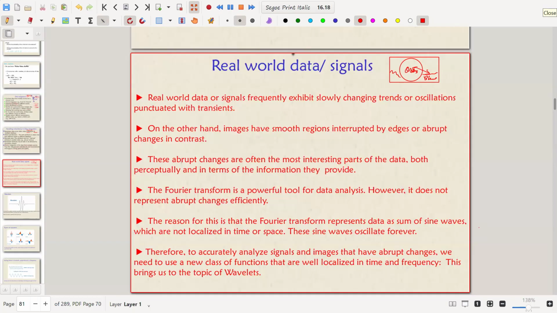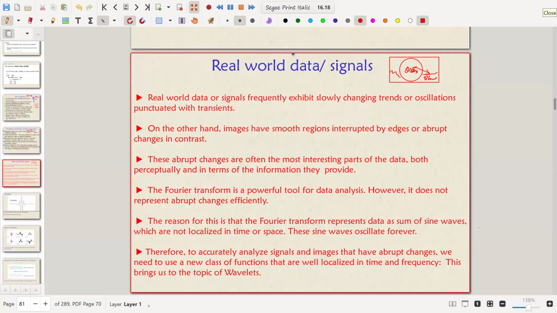So we need to use a new class of functions that are well localized in time and frequency, which was not the case in the Fourier transform. The Fourier transform is not localized in time and space like that, and it represents sine waves in an infinite way, with infinite oscillations.